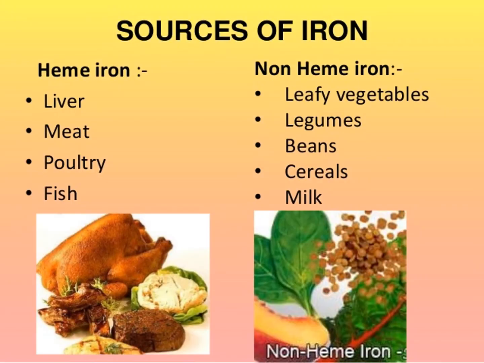So the food sources of our iron, for the heme iron, we can find them in the liver, meat, poultry, fish. The non-heme iron, we can find them in the leafy vegetables, legumes, beans, cereals, and milk.